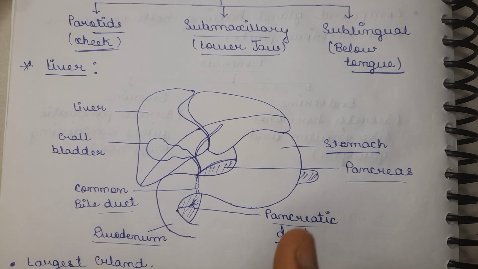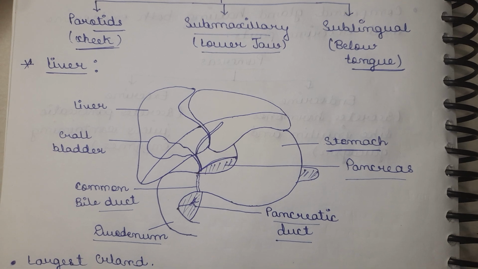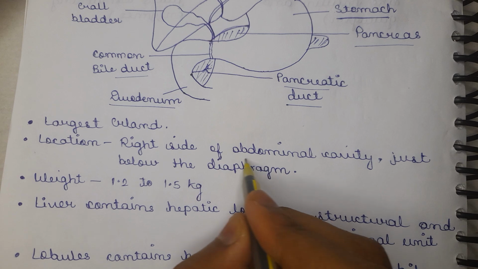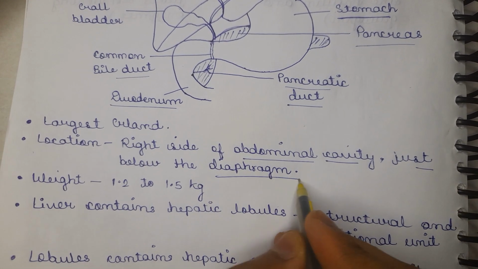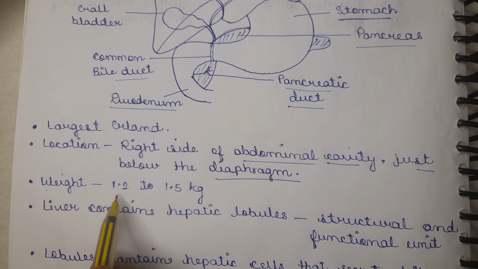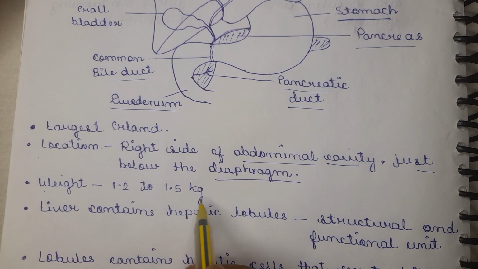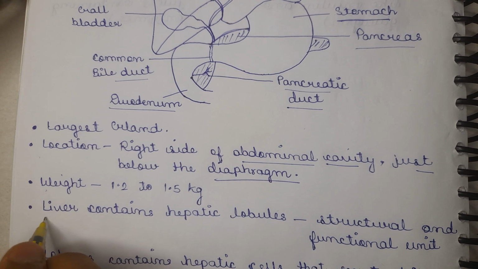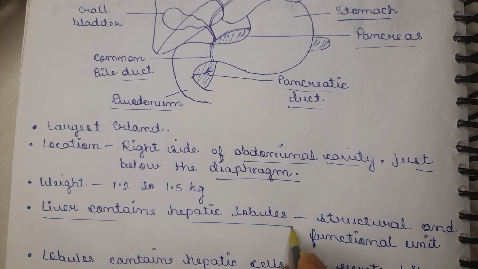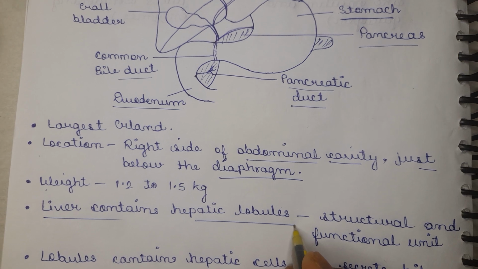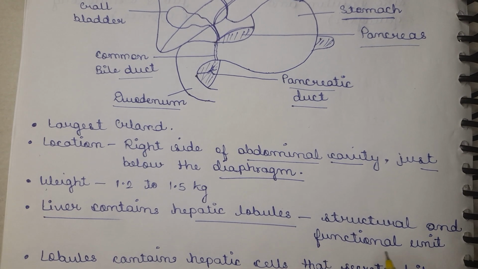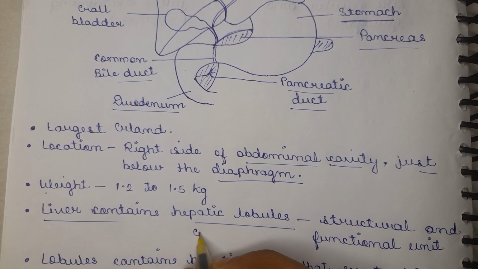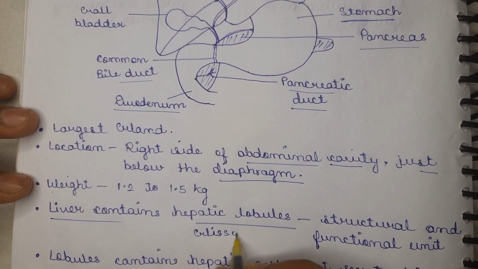Starting with the features of the liver, we all know that the liver is the largest gland. The location of the liver is almost the right side of the abdominal cavity, just below the diaphragm, and the weight of the liver is about 1.2 to 1.5 kilograms in a human adult. The liver contains hepatic lobules, which are also known as the structural and functional unit of the liver, and these are covered by Glisson's capsule.